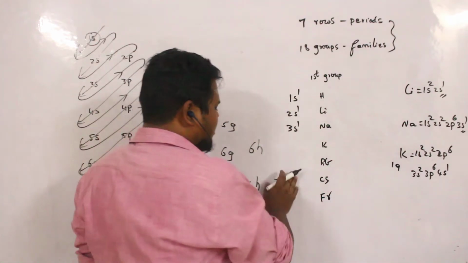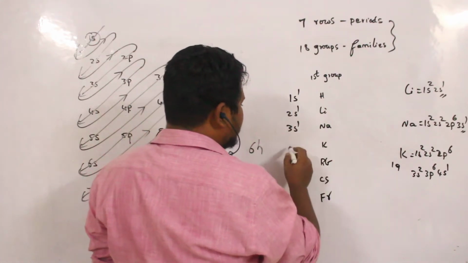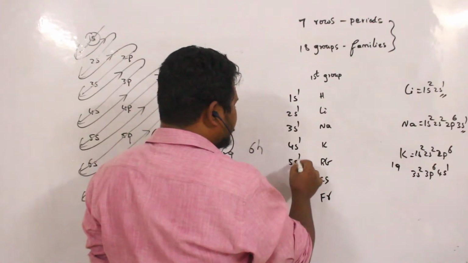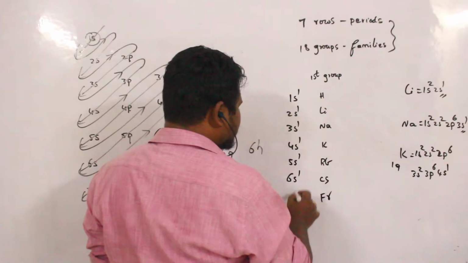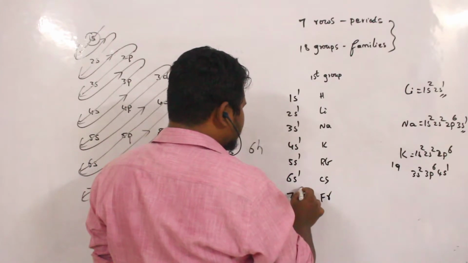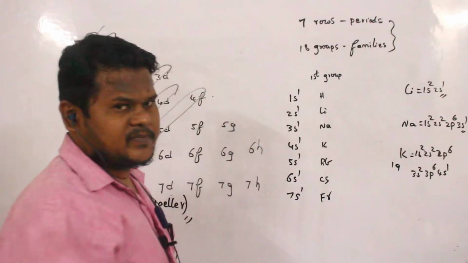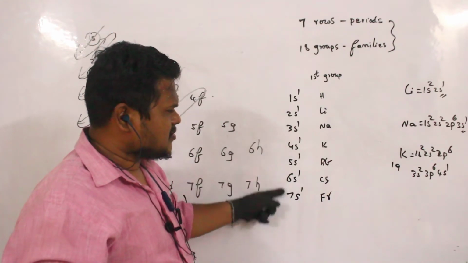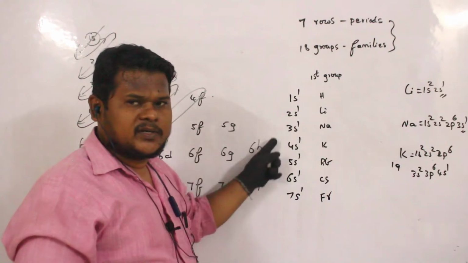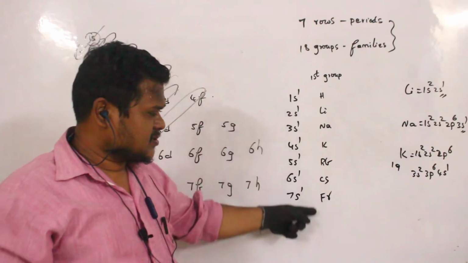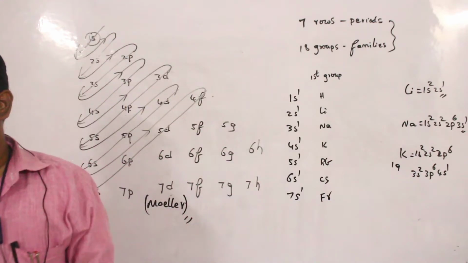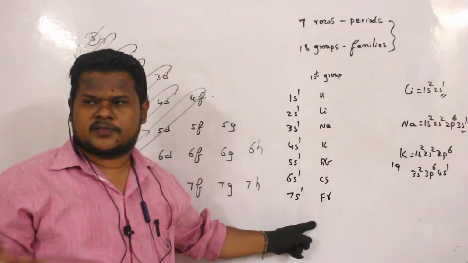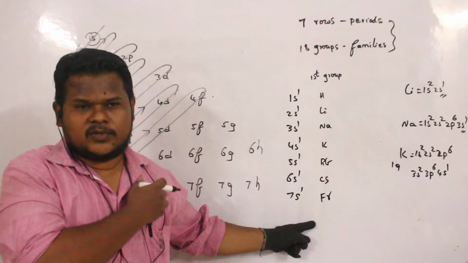In the outermost shell, the configuration present is 4s1, then it is followed by 5s1, then 6s1, then 7s1. So this is how we are filling the electronic configuration, and we are arranging all the elements in the periodic table. This is the first family or first group of the periodic table. What do we call these elements? We call them alkali metals.